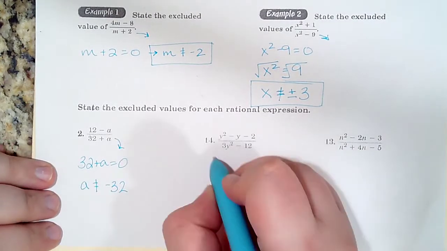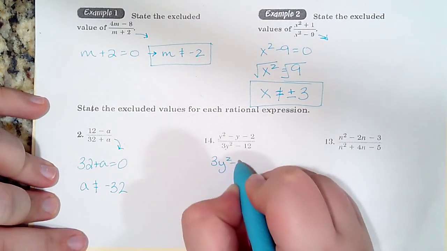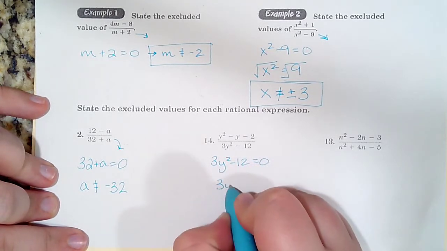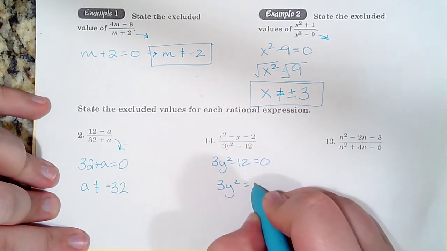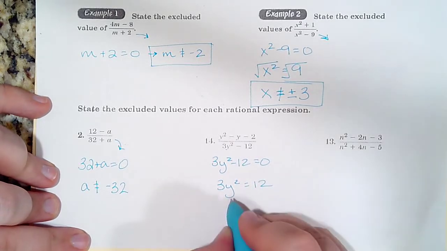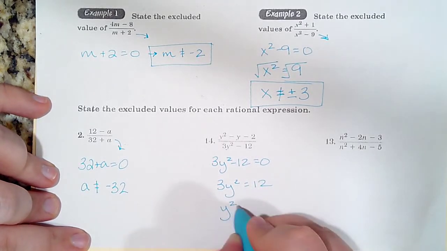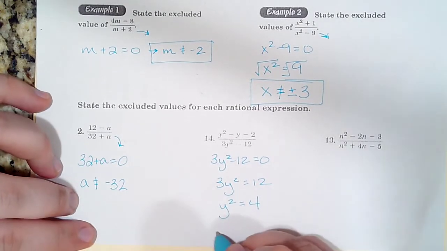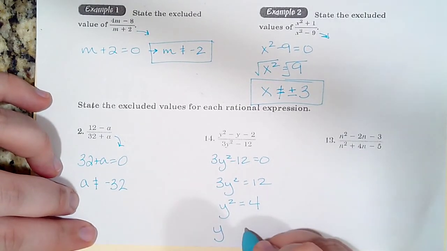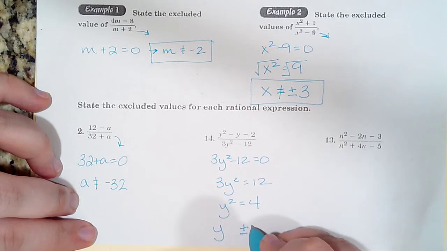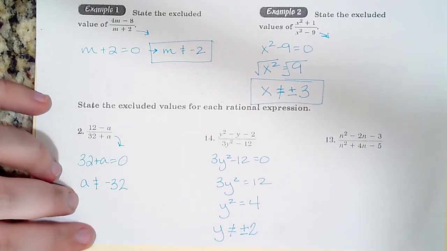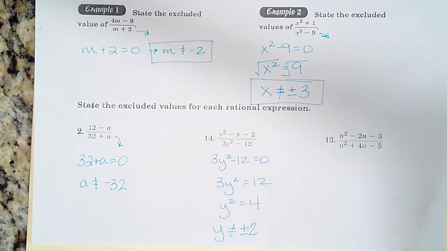Same with this one. 3y squared minus 12 equals 0. Move the 12 over. We get 3y squared equals positive 12. Divide both sides by 3, and I get y squared equals 4. Remember, when I take that square root, I'm left with positive 2 and negative 2. And because they're excluded values, we cannot include them.